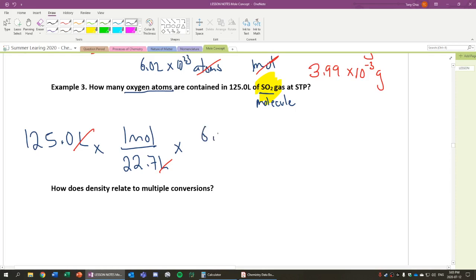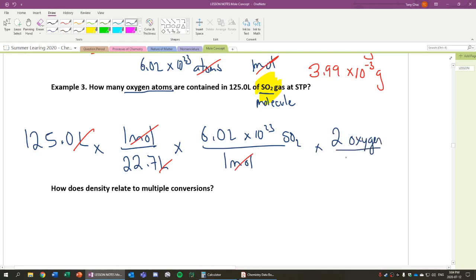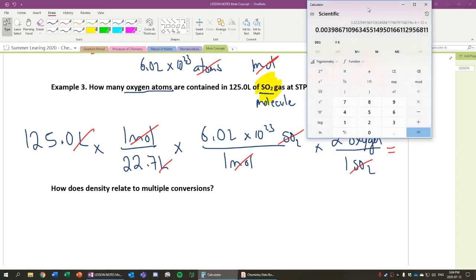So 6.02 times 10 to the 23 SO2s per 1 mole. So I'm currently still only in SO2. Well, in one SO2, how many oxygen atoms are there? There's 2 oxygens per 1 SO2. So that way my SO2s cancel out. And now I can find out how many oxygen atoms there are in 125 liters.